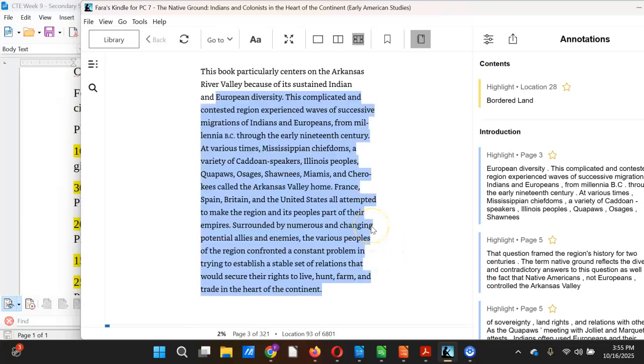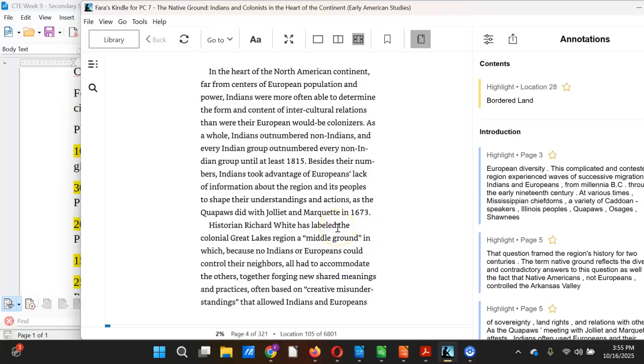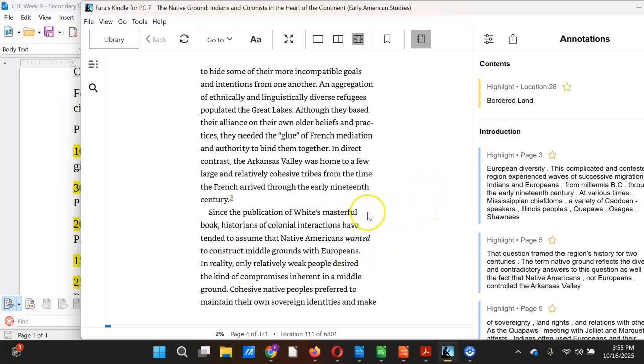But later on, she has other citations as well, and in fact, here's one. Historian Richard White has labeled the colonial Great Lakes region a middle ground in which, because no Indians or Europeans could control their neighbors, all had to accommodate the others, together forging new shared meanings and practices, often based on creative misunderstandings that allowed Indians and Europeans to hide some of the more incompatible goals and intentions from each other.